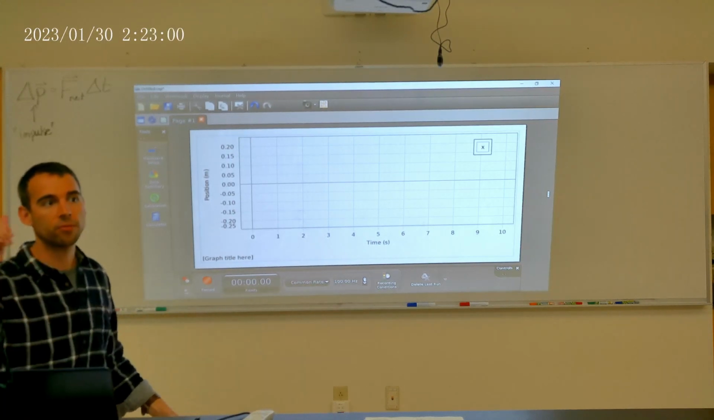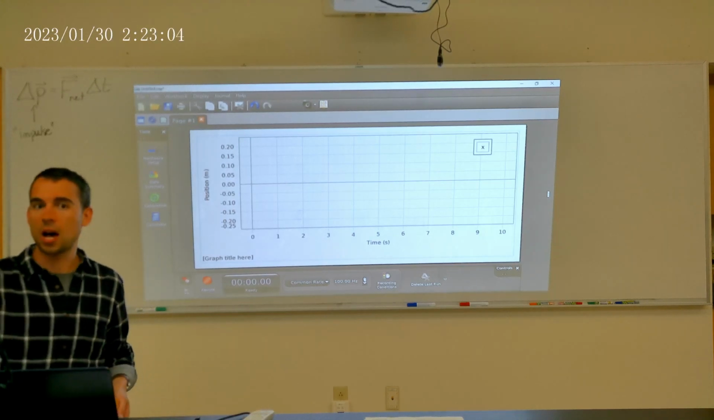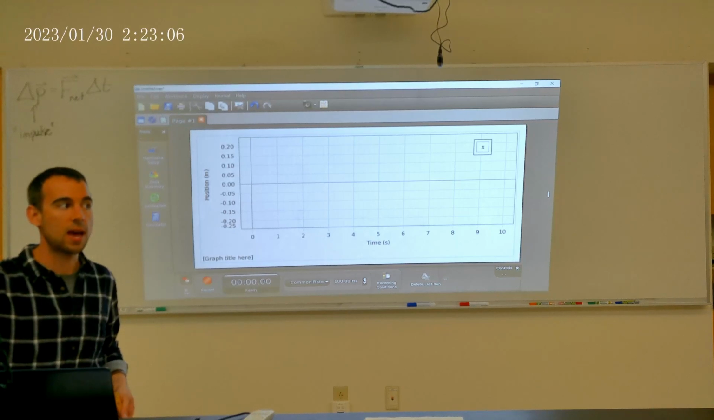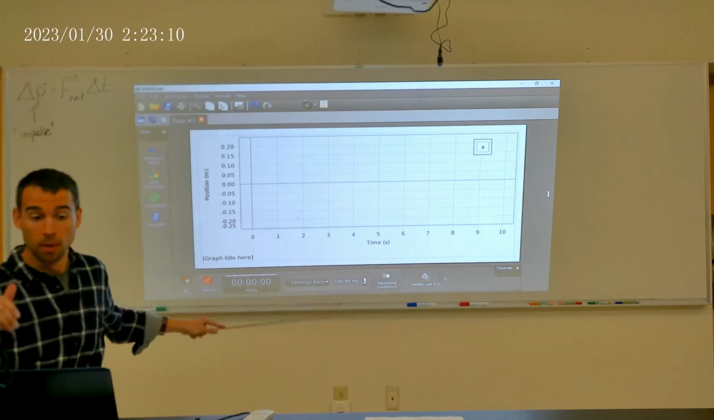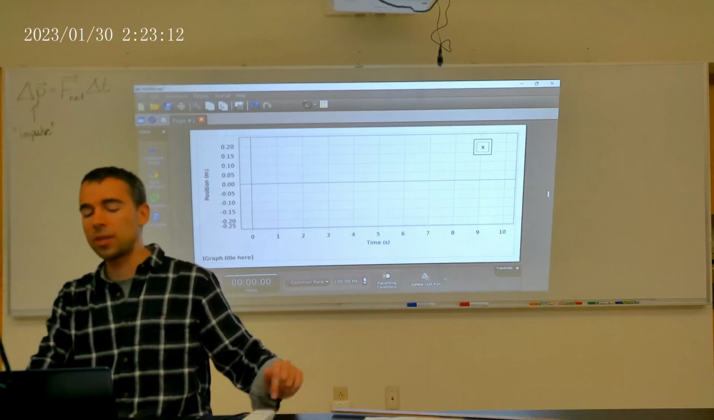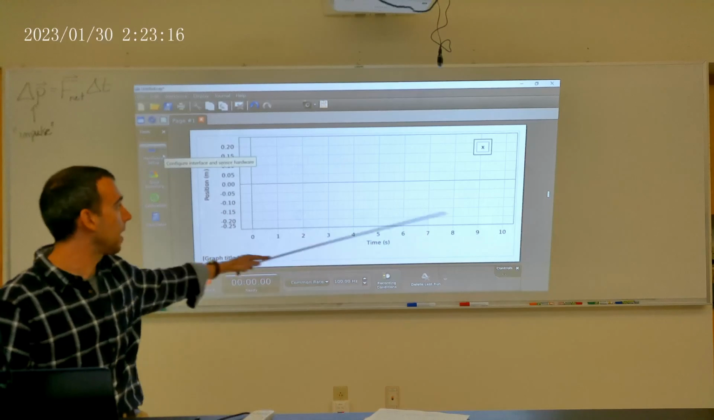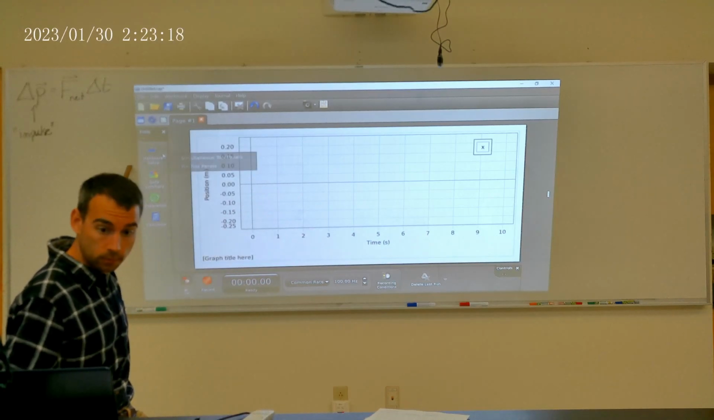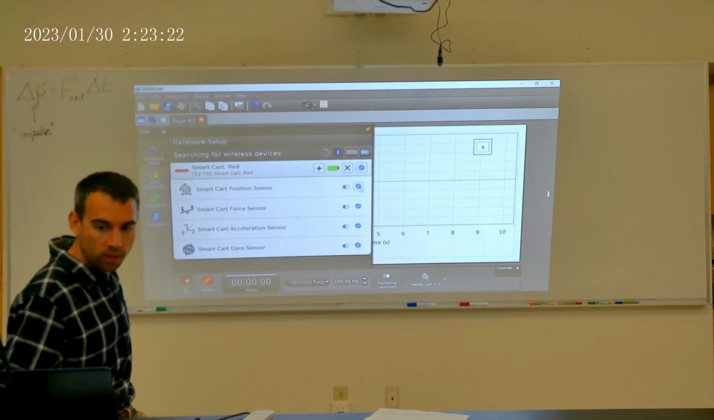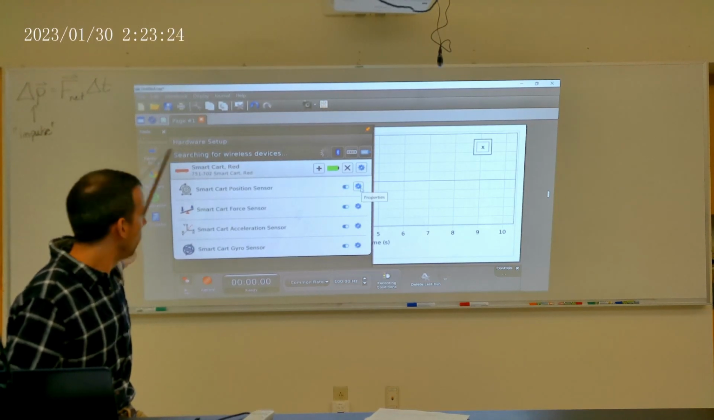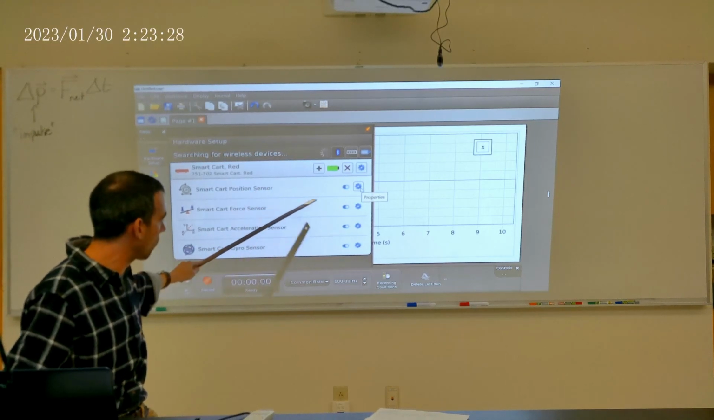Everyone should now have their position sensor zeroed, their force sensor zeroed. They should have the common rate selected and set to be at 100 hertz down at the bottom. Another thing that we're going to need to do is in the hardware setup, let's open up that panel again. And it will actually be more convenient for this experiment if we make sure to change the sign of both our position sensor and our force sensor.